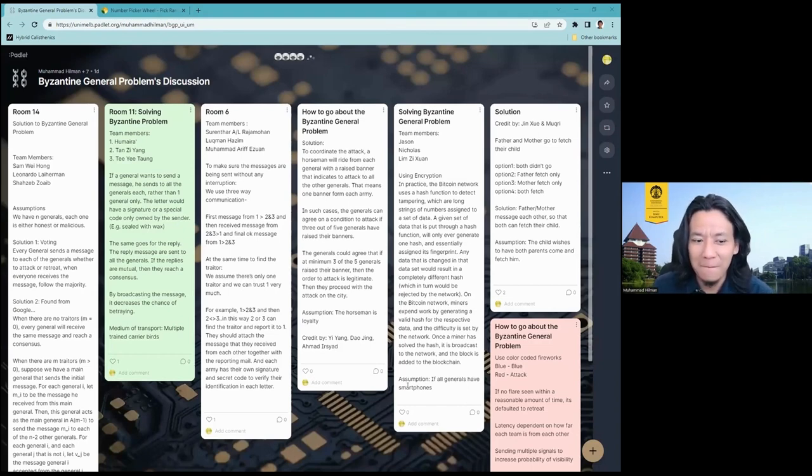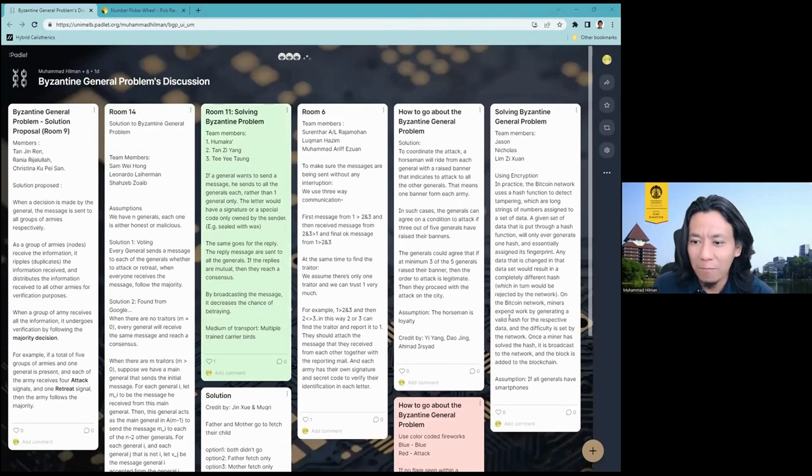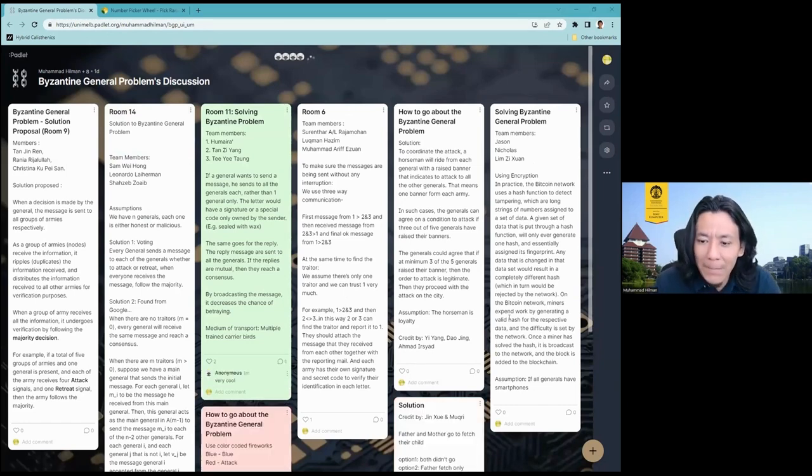Yes, sure. What we came to as the solution is that the three armies will have to use fireworks. If it's color coded blue, then you will have to retreat. But if it's red, then you attack. And then we should probably send multiple fireworks at the same time to increase visibility, because the weakness here is that if it's a cloudy day, you can't really see that well.